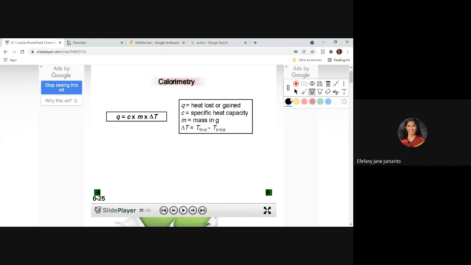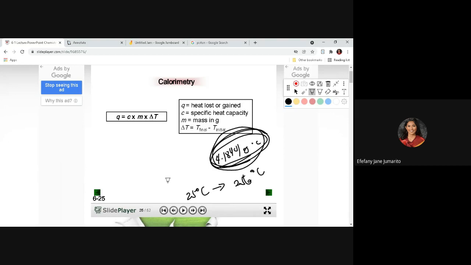Now, C here is the specific heat capacity. For example, for water, the specific heat capacity is 4.184 joules per gram degree Celsius, which means that if you have water at 25 degrees Celsius and you want to raise it to 26 degrees Celsius, then you need this amount of heat, which is 4.184 joules. So the specific heat capacity is the heat needed to raise the temperature of your water by 1 degree.